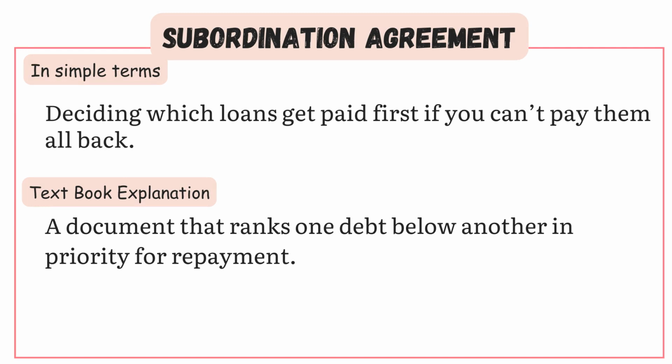Subordination agreement. In simple terms, it is deciding which loans get paid first if you can't pay them all back. As per textbook definition, subordination agreement is a document that ranks one debt below another in priority for repayment.